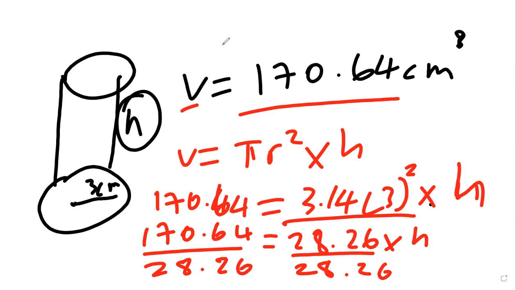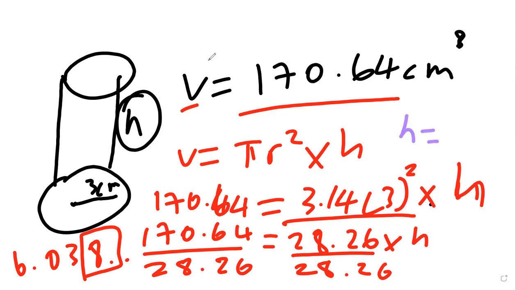I have 6.038 and something, but the last digit that I'm dropping is more than 5, so I'm going to round up. My final answer would be h equal to 6.04 centimeters. And there you go. Let's move on to another question.